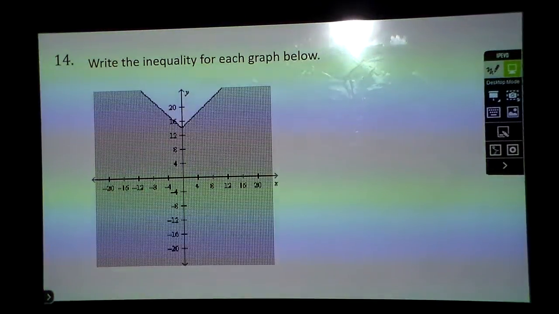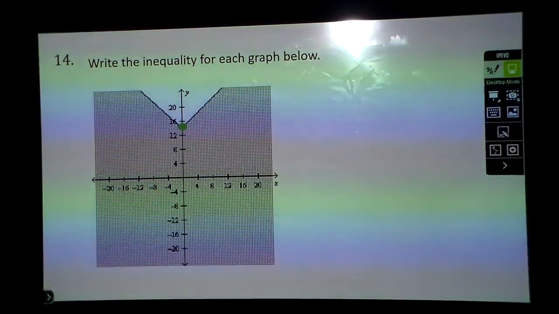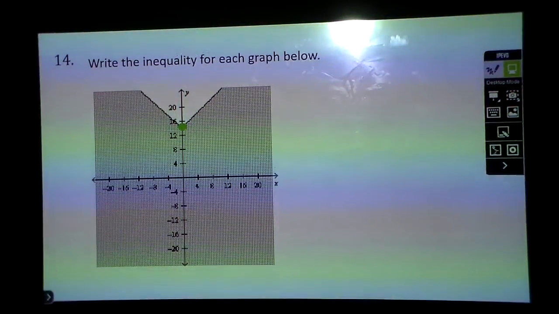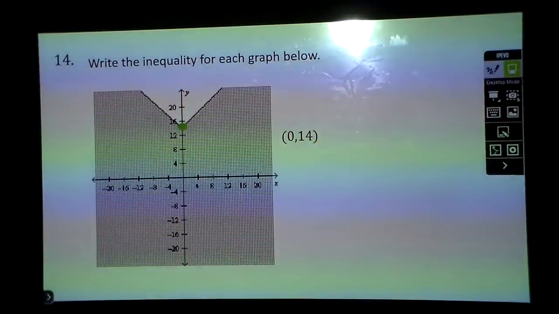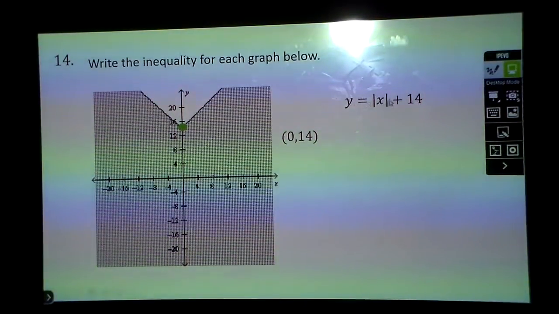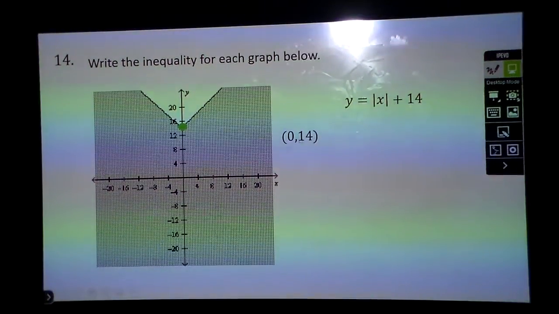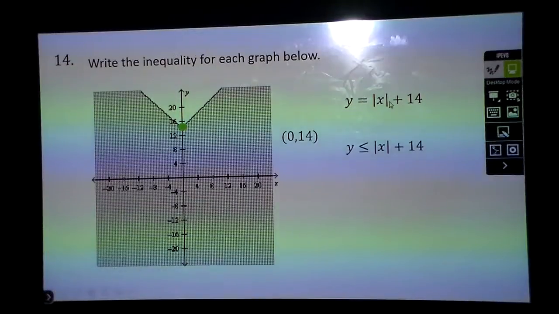Here we're going to write an inequality for this graph below. First off, I can tell this is an absolute value graph. It looks like it's up around the point (0, 14). So if you take your normal absolute value, which is y equals the absolute value of x, and it's just vertically shifted up 14, that would be your graph right there, right?